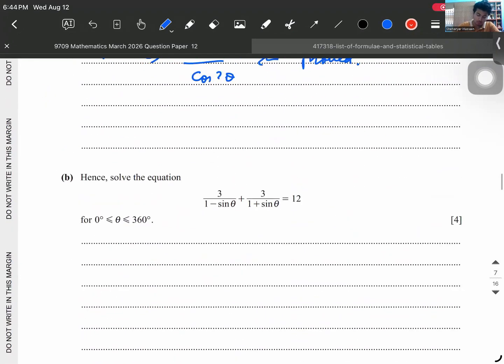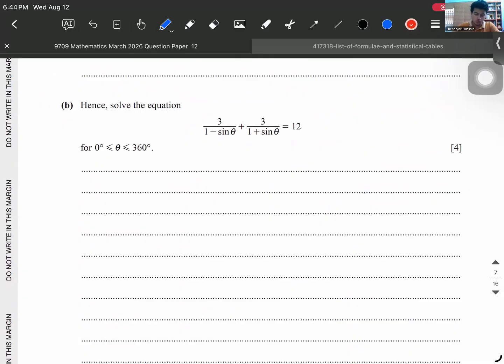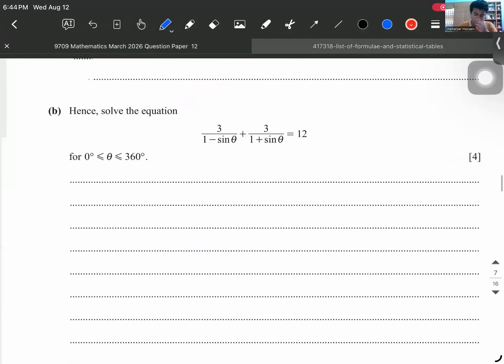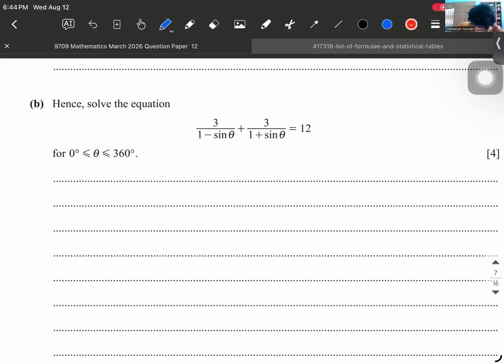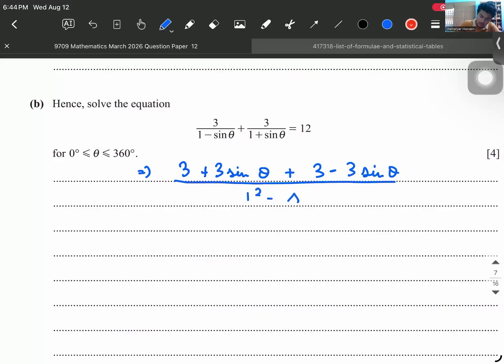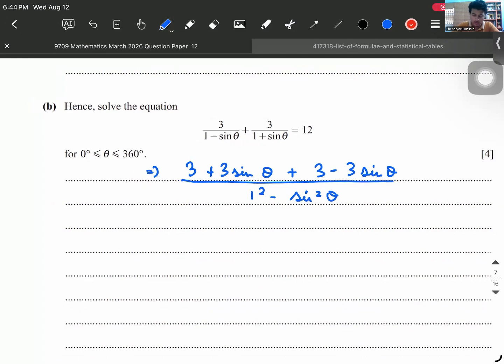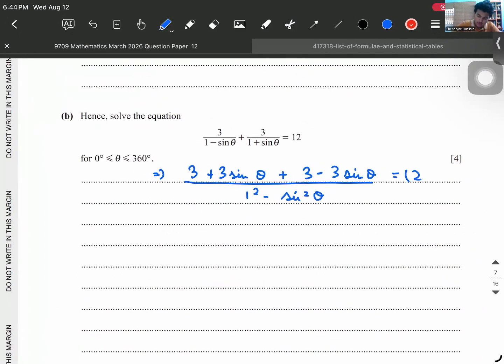Okay. All right. Now, moving on to question number 5. Oh, is there a part B? Nice. Question 5, part B. Hence, solve the equation. We'll do nothing here, we'll just take an LCM over here. Taking LCM, we get 3 plus 3 sine theta plus 3 minus 3 sine theta upon 1 square minus sine square theta. I just skipped a step there, because we already know. Solving this further, we have this and this canceling out. So this will then just become 6 upon cos square theta equals 12.